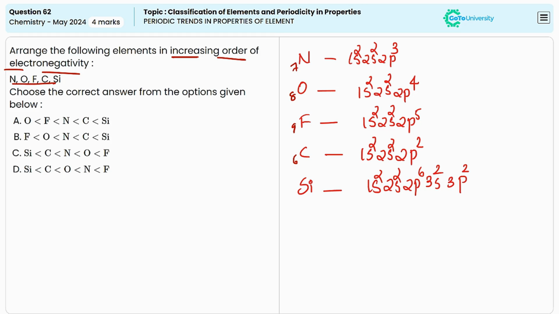The atomic number is increasing from carbon to fluorine. So the electronegativity will increase from carbon to fluorine. Now we could arrange all these elements in increasing order of their electronegativity. That is, silicon will be less electronegative than carbon, which is less electronegative than nitrogen, which is less than oxygen, and the highest electronegativity value will be for fluorine with 9 protons. So from these options, option C is the correct one.